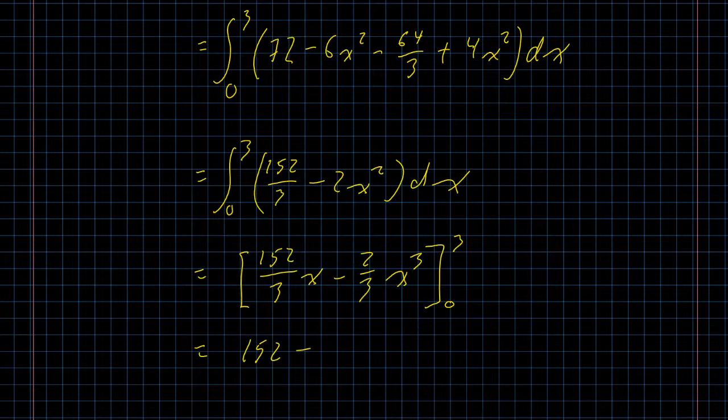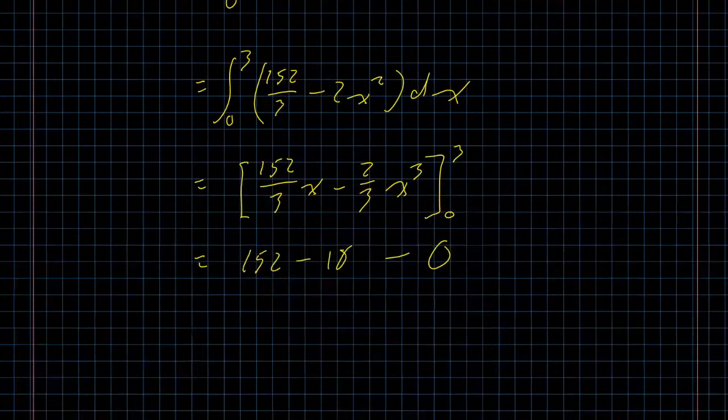152 over 3 times 3 is 152. 3 cubed is 27, 2/3 of 27. Well, 27 divided by 3 is 9. 9 times 2 is 18. And then the lower limit of integration, plug in x equals 0, you get back 0. And do the calculation. 152 minus 18 is 134.